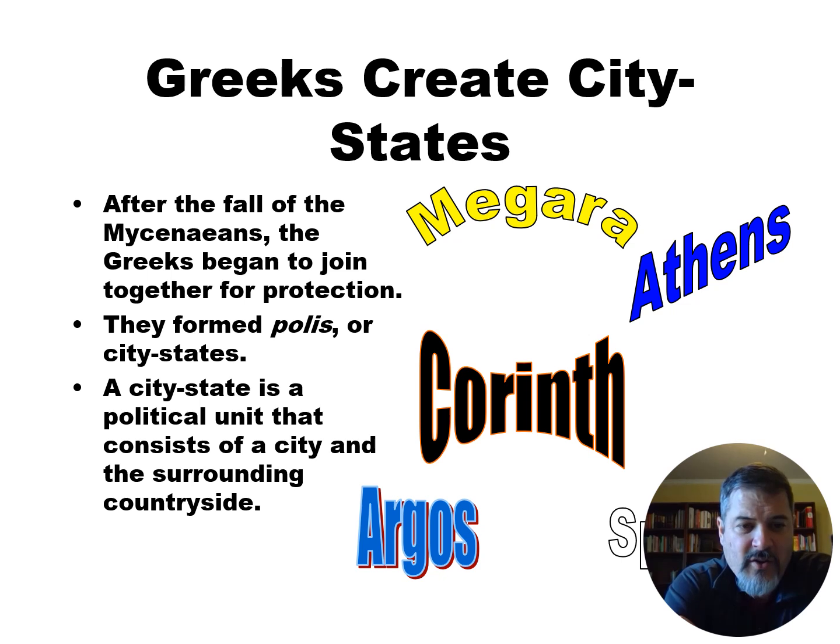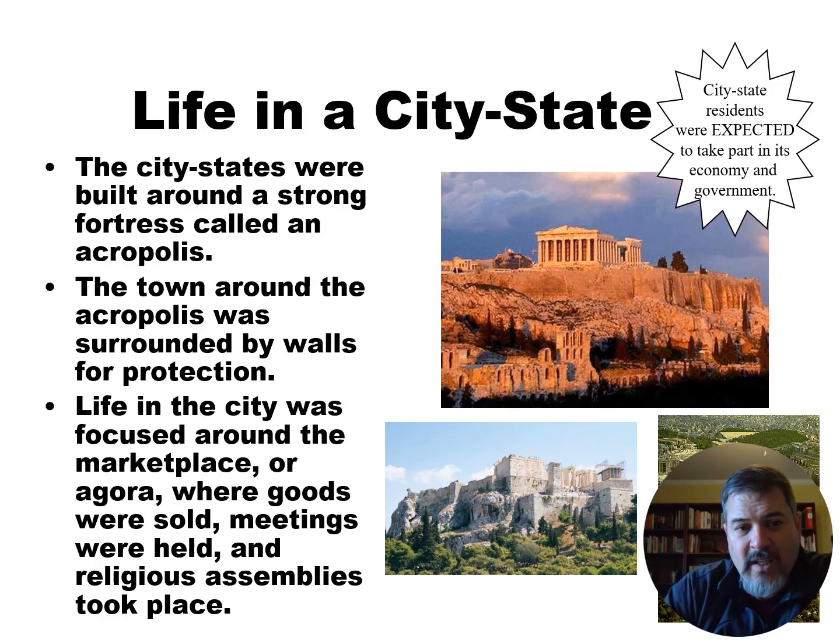After the Mycenaeans fell, the Greeks began to join together for protection. They formed polis or city-states. A city-state is a political unit that consists of a city and the surrounding countryside. Life in the city-state was built around strong fortresses called the Acropolis. The most famous Acropolis is going to be in Athens. It's still there. Obviously, these are color pictures. The town around the Acropolis was surrounded by walls for protection. Life in the city was focused around the marketplace, or the agora, where goods were sold, meetings were held, religious assemblies took place.